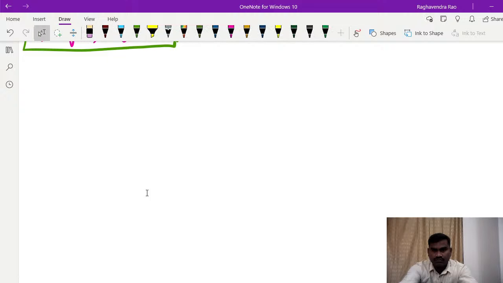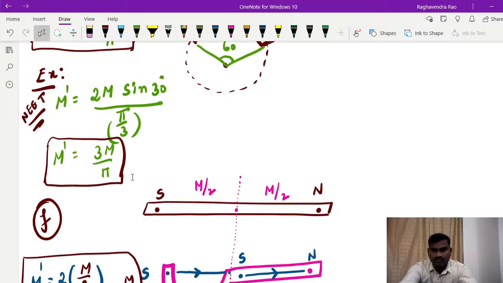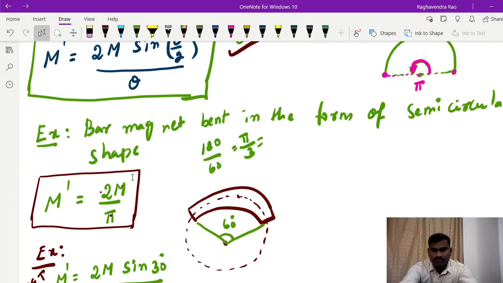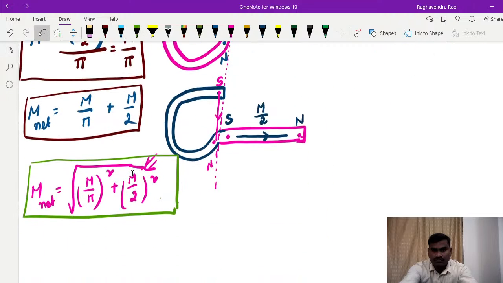Okay. So this is about variation of magnetic moment due to bending of a bar magnet. Bending of bar magnet. This is case 2.